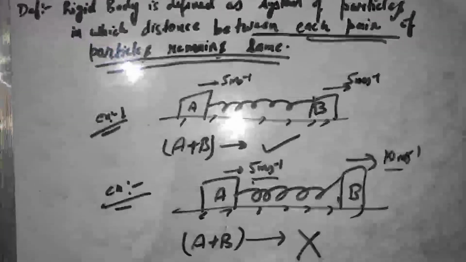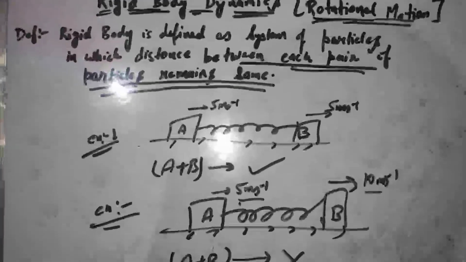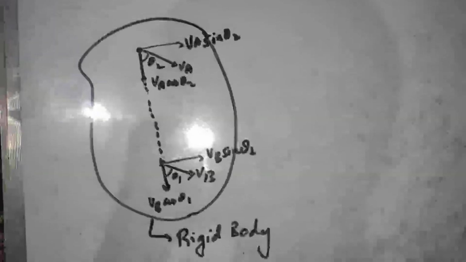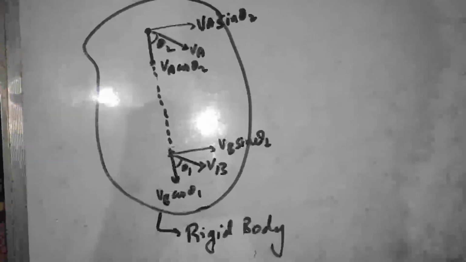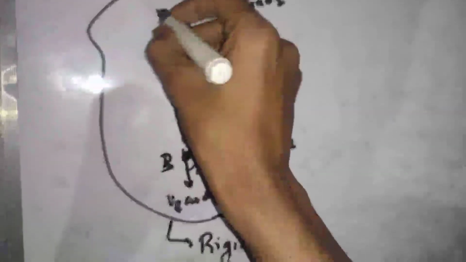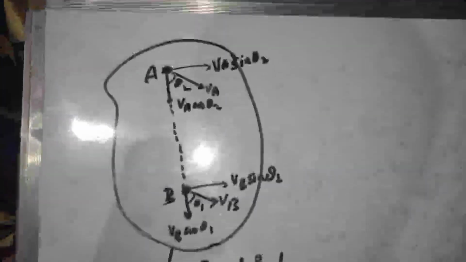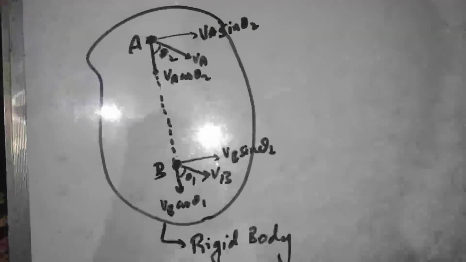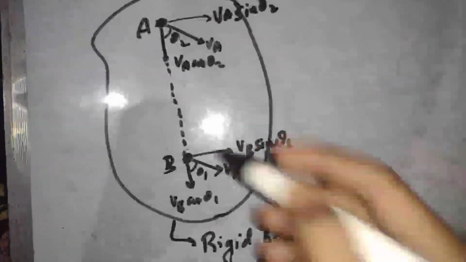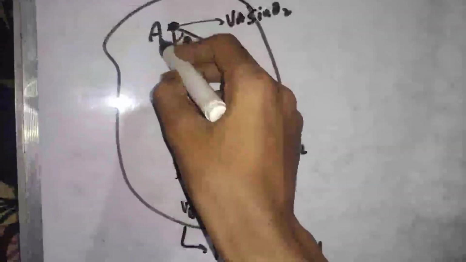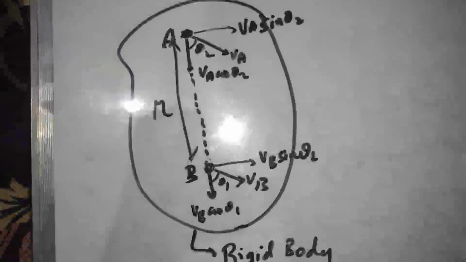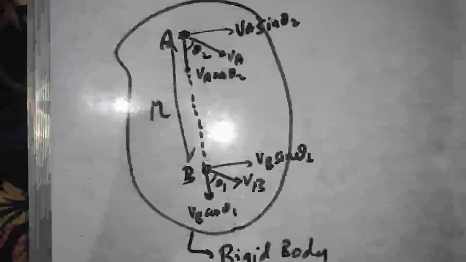Now let's talk about the general argument about rigid body dynamics. Let's consider a rigid body, and we are taking two particles, particle B and particle A, and let their velocities be VA and VB. If they are a part of a rigid body, then their separation will not change. Let's say this separation is R; this R will remain the same always, under every possible condition.